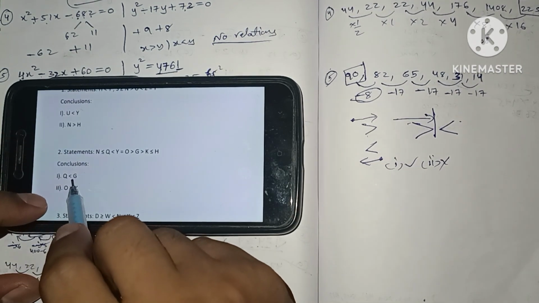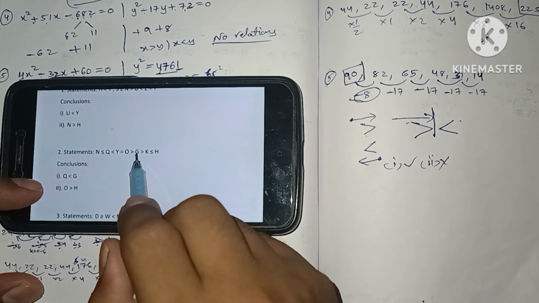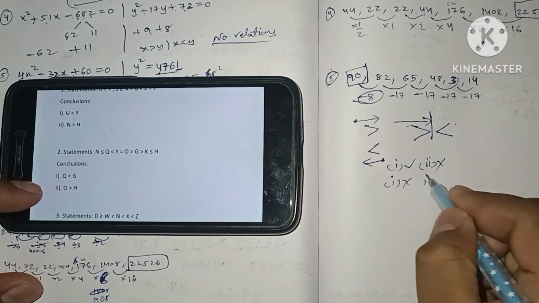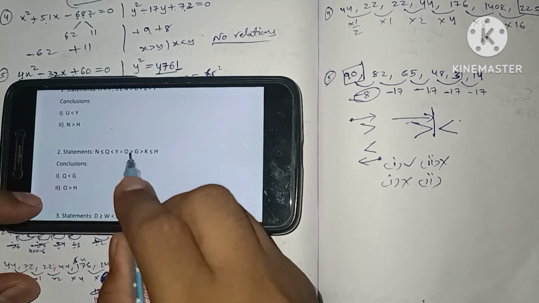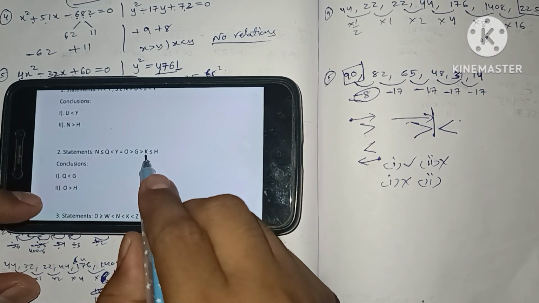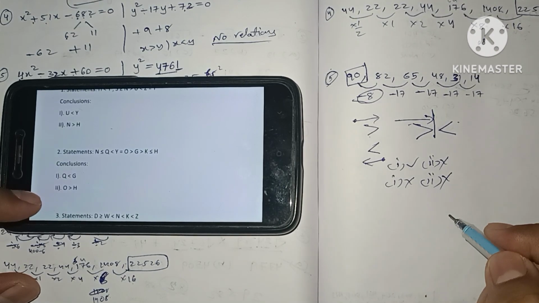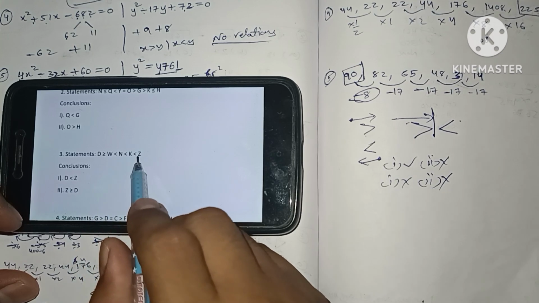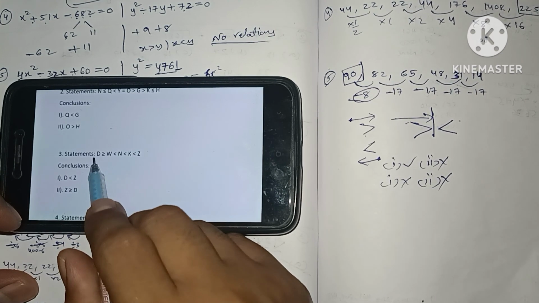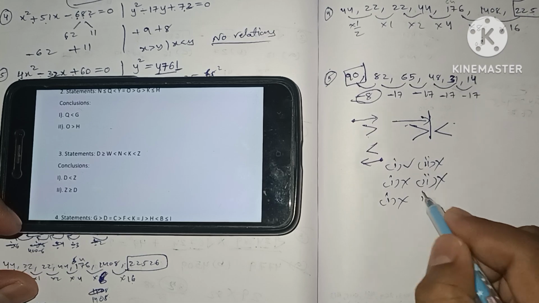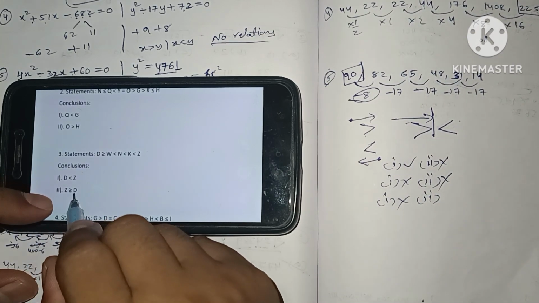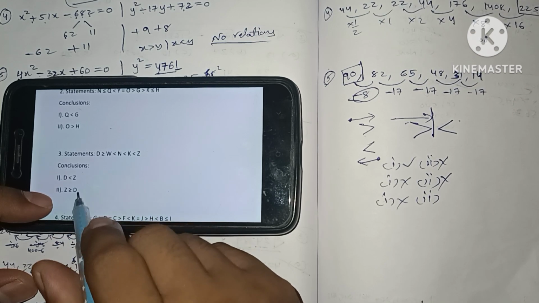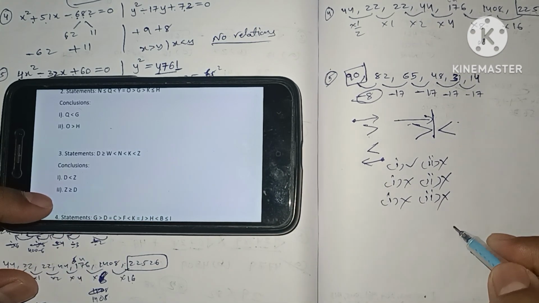Second question, the flow from G to Q, from G we cannot reach to Q, so first conclusion will be false. Second conclusion, the flow from O to H, from O we can reach to K but not to H, second conclusion is false. Next, third one, the flow from Z to D, from Z we can reach to W but not to D, so first conclusion will be false. Second conclusion, the flow from Z to D with equals to, from Z to D we cannot reach, so second conclusion will be false.